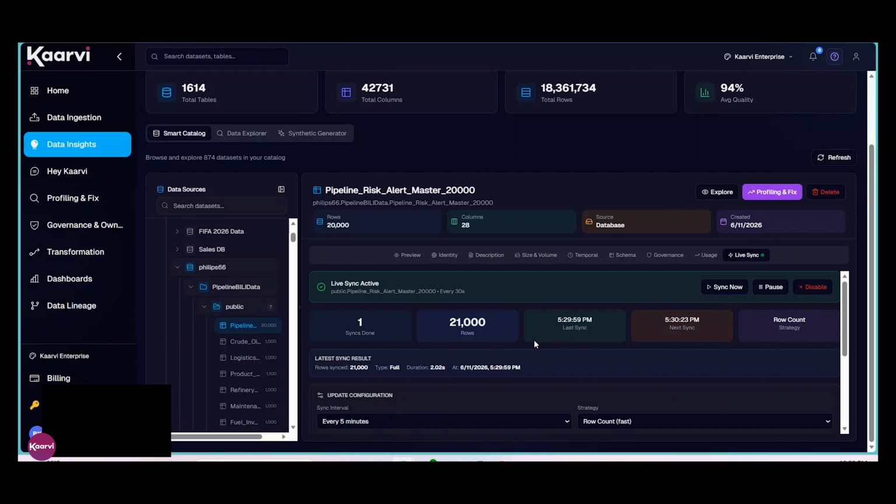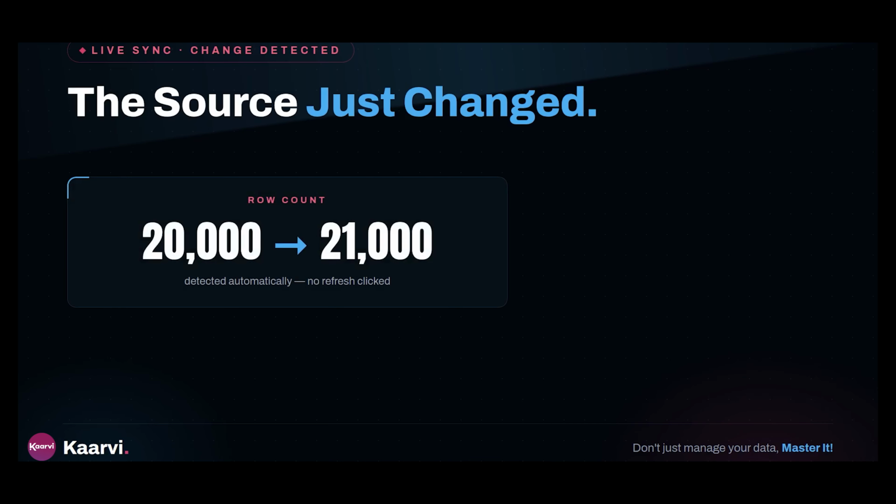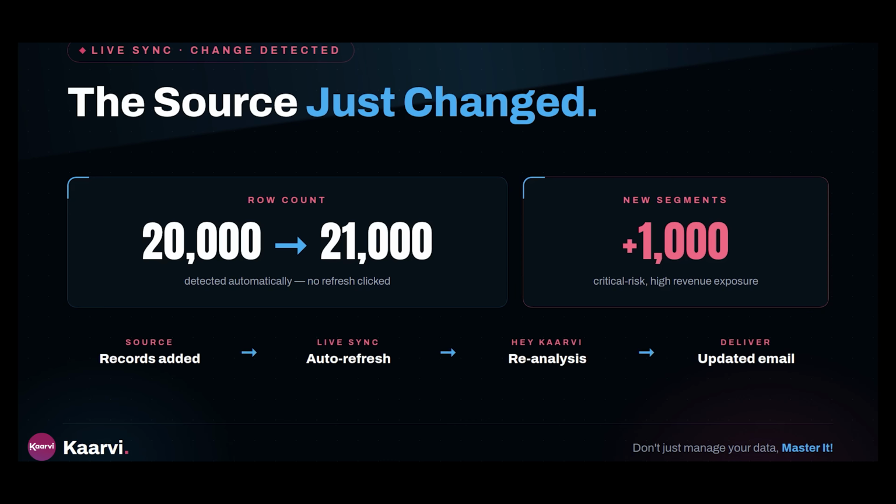Now, let's go ahead and open the scheduled email. Now, let's see what this means for the scheduled report. Behind the scenes, Live Sync has already refreshed the dataset. The row count has jumped from 20,000 to 21,000. 1,000 newly detected critical risk segments are now part of the analysis. The next scheduled run picks them up automatically. No manual refresh, no rerun, no exports.